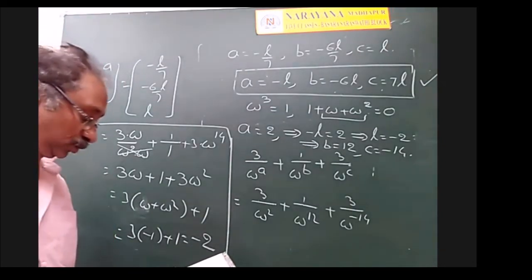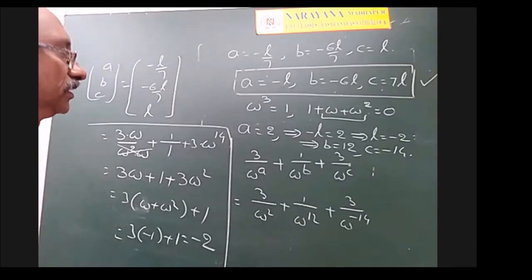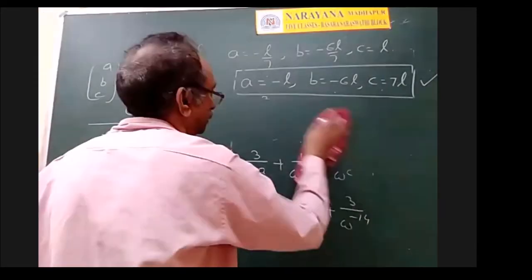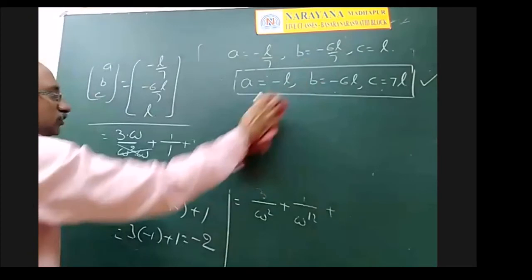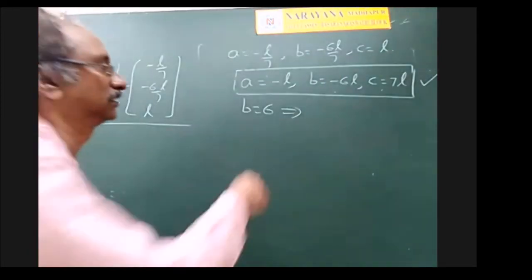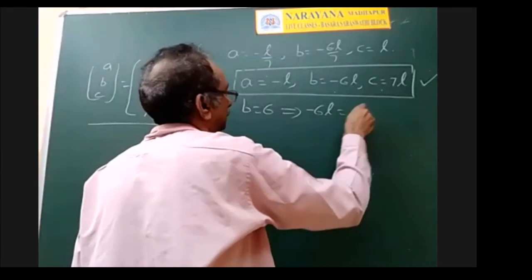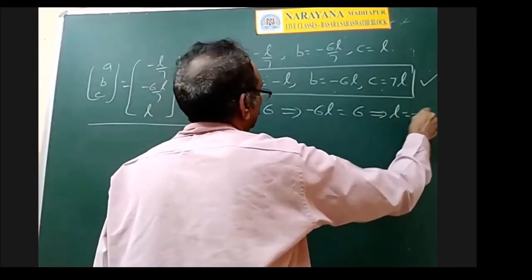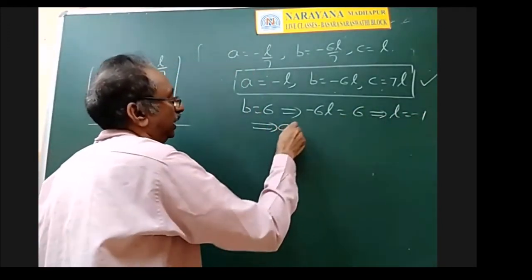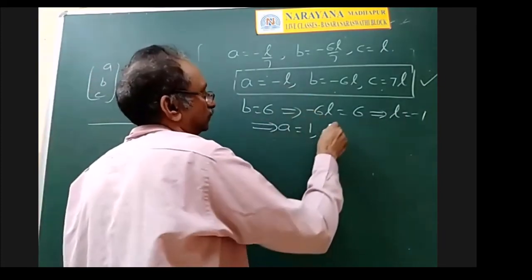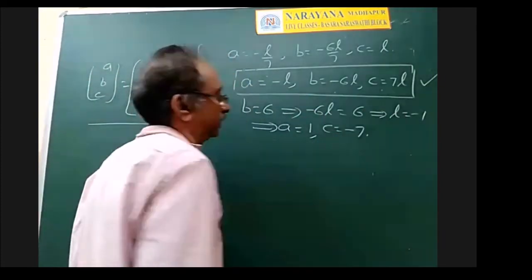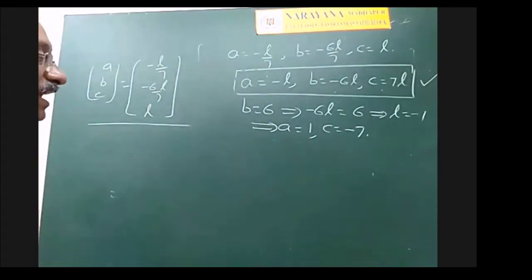Okay. And see, the 27th question is in that passage only. Again, you need not use all this information. You can find A and C using those relations. What is B? Minus 6L is equal to 6. That is L is equal to minus 1. So A is equal to minus of minus 1, that is 1. C is equal to 7 into minus 1, minus 7. So these are the values of A, B, C.